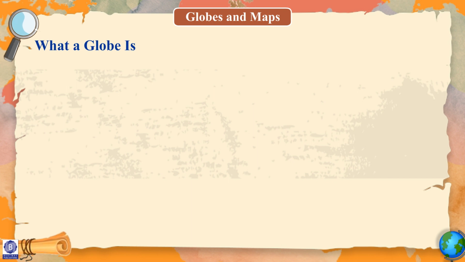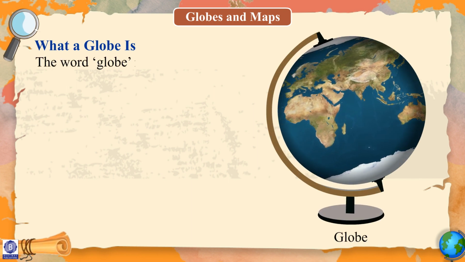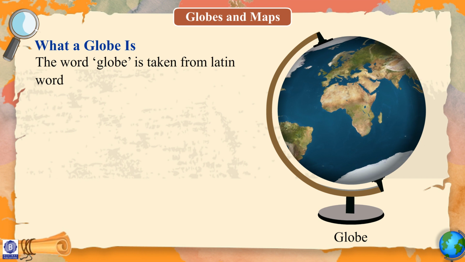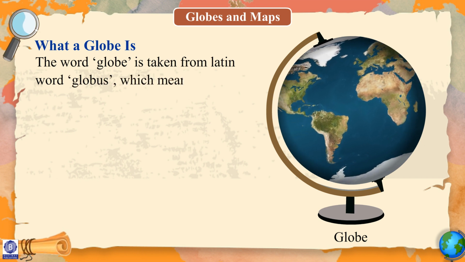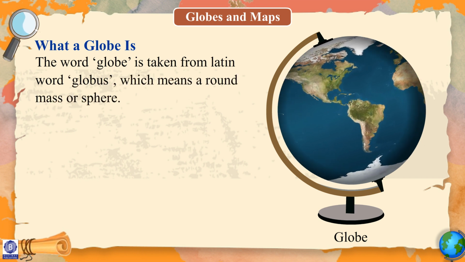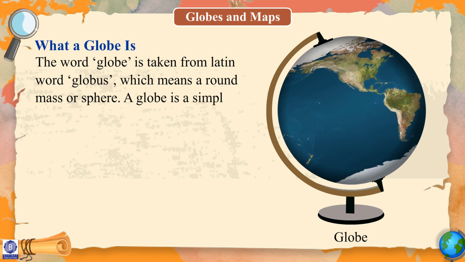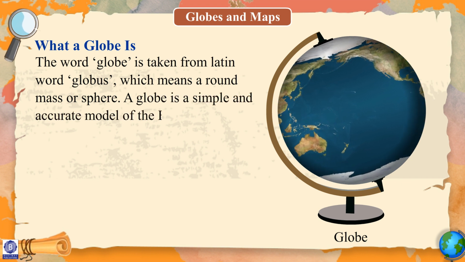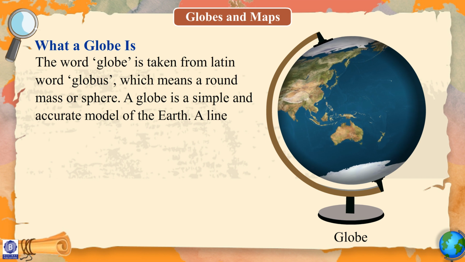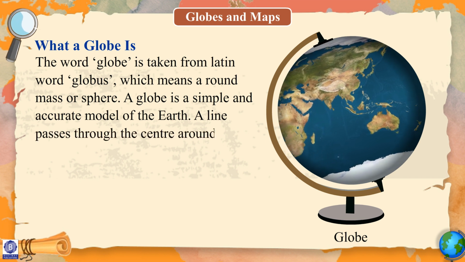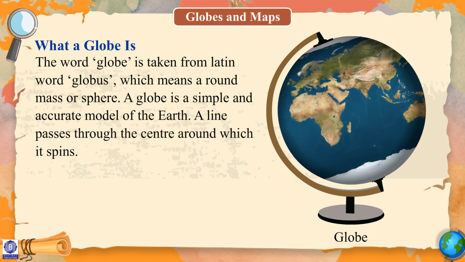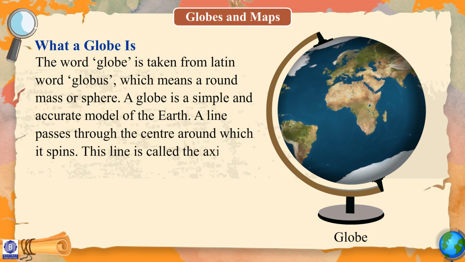What is a globe? The word globe is taken from the Latin word globus, which means a round mass or sphere. A globe is a simple and accurate model of the earth. A line passes through the center around which it spins. This line is called the axis.